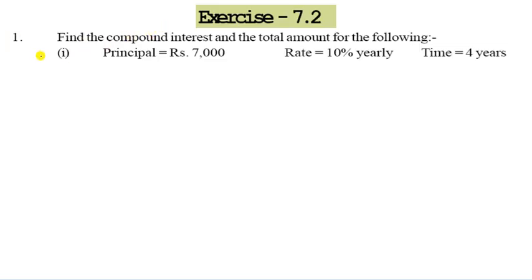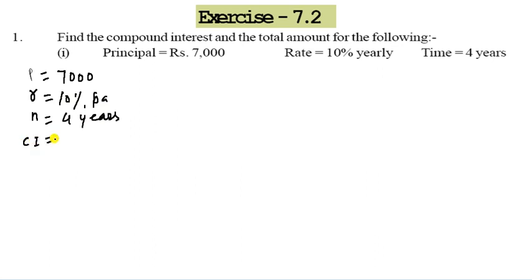Exercise 7.2. First question: find the compound interest and the total amount of the following. First of all, the first part: principal P equals 7,000, and the rate of interest R is given as 10% yearly, that is per annum. Time N is given as 4 years. Find the compound interest, that means CI is question mark, and amount also question mark.